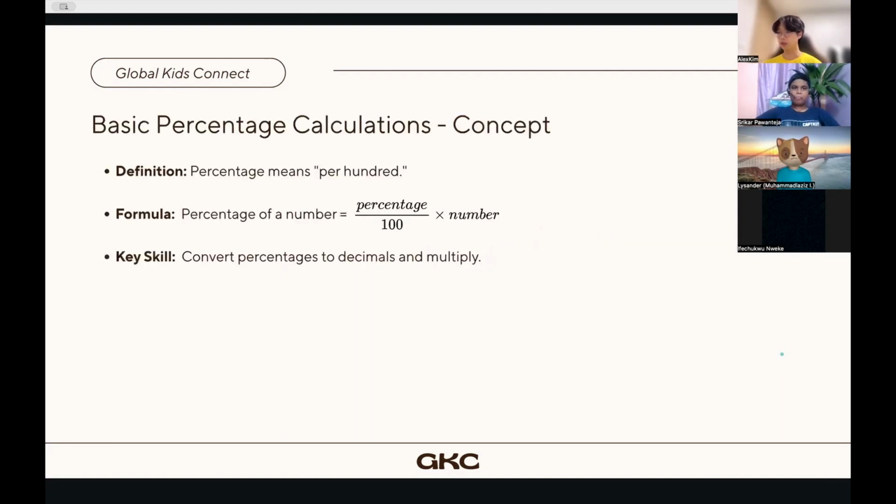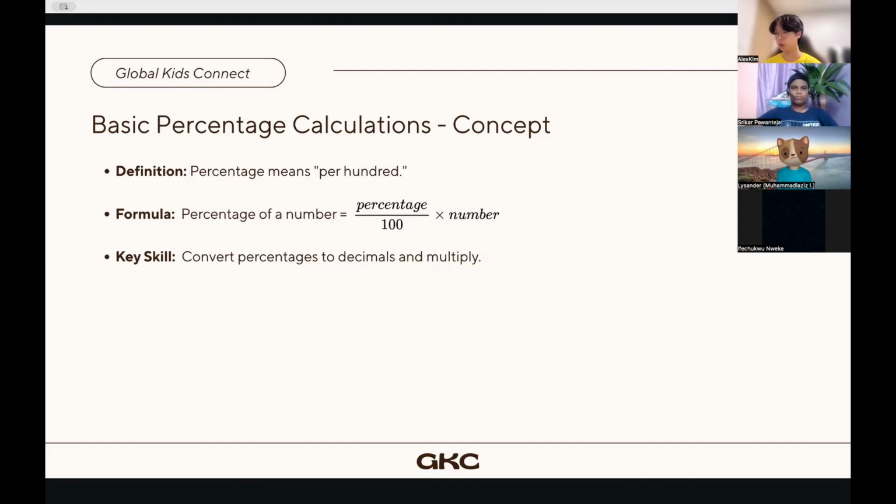The first concept: most of you will be familiar with percentages because they are commonly used in our day-to-day life. To begin with, the very basics. Basic percentage calculations. The definition of a percentage translates to meaning per hundred, a specific value per hundred.